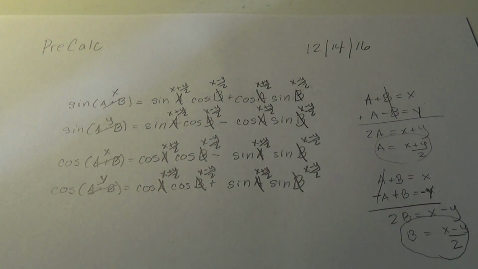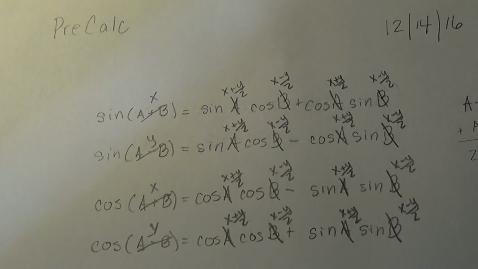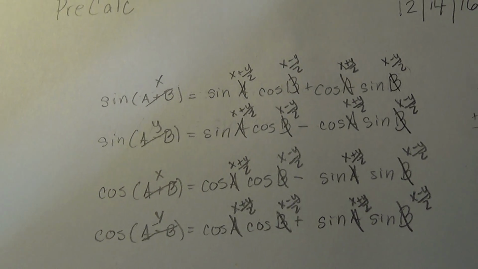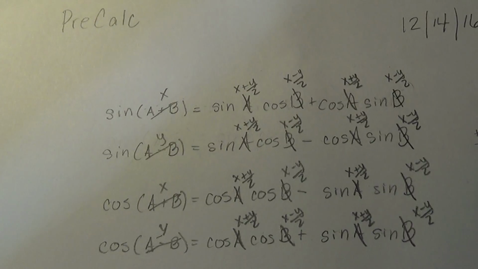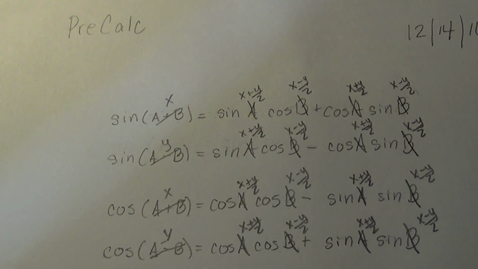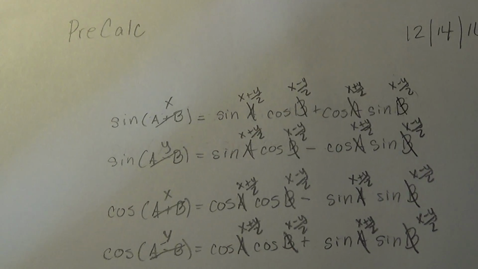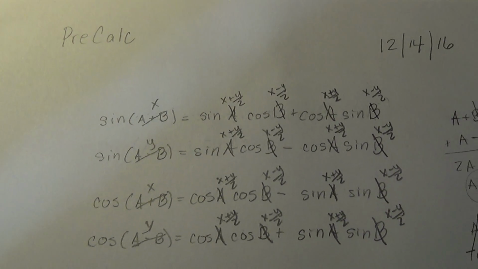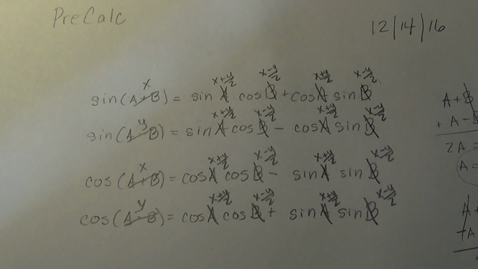Alright, so that is the result. So I replaced every a with x plus y divided by 2 and every b with x minus y divided by 2. Alright, so you need to do the same on your list.